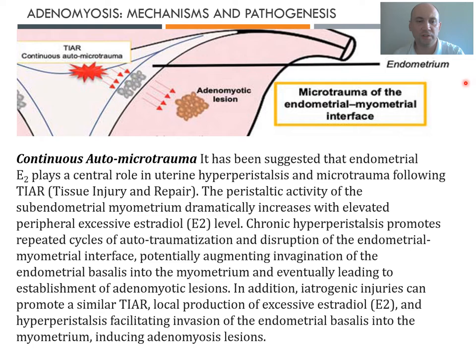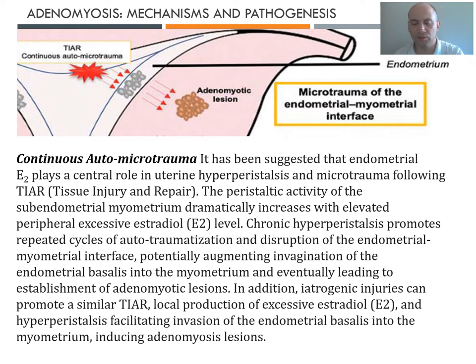It has been suggested that endometrial excessive estradiol plays a central role in uterine hyperperistalsis and microtrauma following tissue repair. This peristaltic activity of the endometrial myometrium dramatically increases with the elevated peripheral estradiol level. Chronic hyperperistalsis promotes repeated cycles of auto-traumatization and disruption of the endometrial-myometrial interface, potentially augmenting invagination of the endometrial basalis into the myometrium and eventually leading to establishment of adenomyotic lesions.